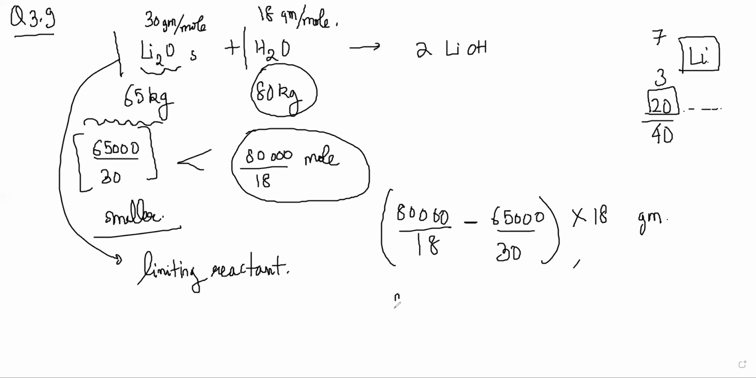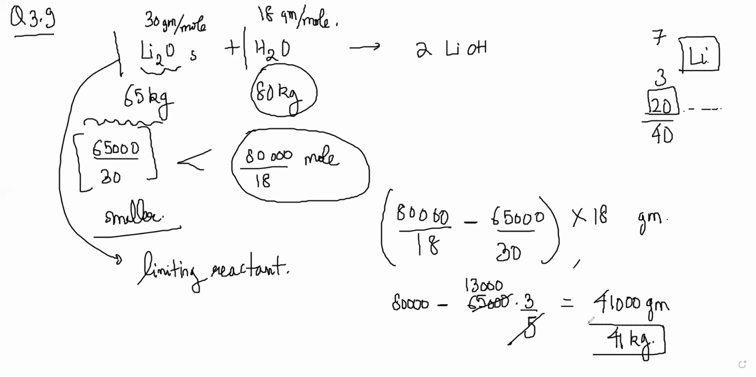So you can multiply that by 18 to get the grams of water that will be left, right? So this will be 80,000 minus 65,000 into 18 by 30, which is 3 by 5. So this will become 39,000. You have to subtract from 80,000. So that will be 41,000 grams. So 41 kgs of water will be left over.